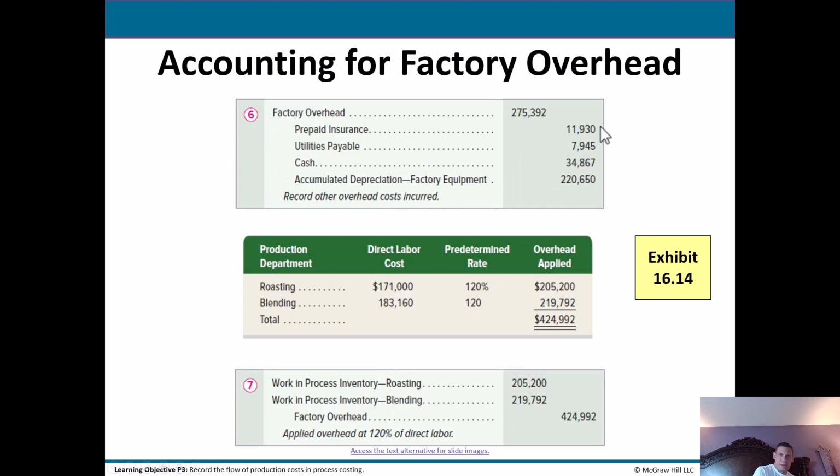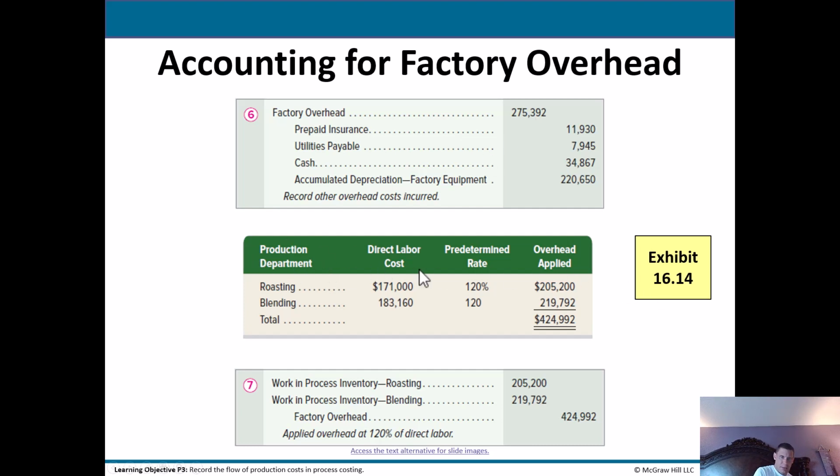Okay, number 6, they're recording these amounts for the overhead. This is not what they applied. This is what they actually incurred. So they're adding all these up. These four amounts here sum up to 275,392. So they're debiting factory overhead for the actual overhead bills.